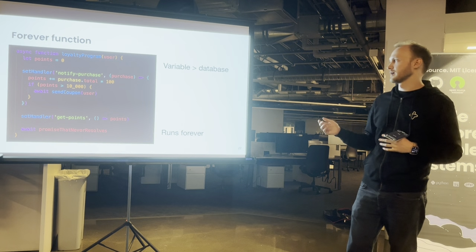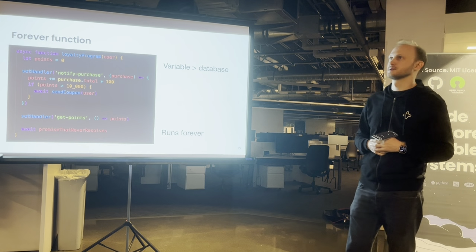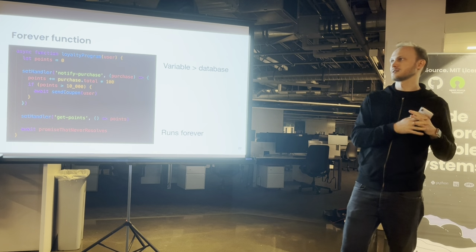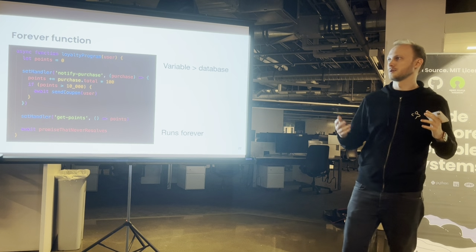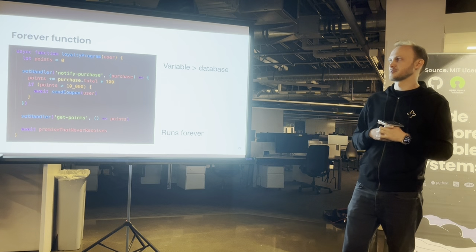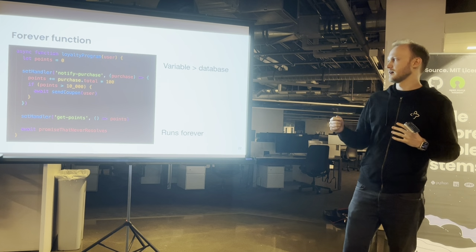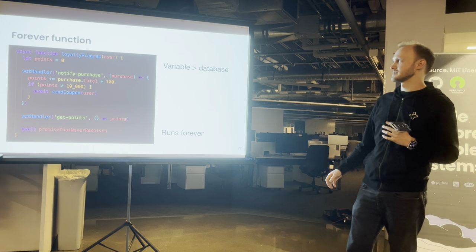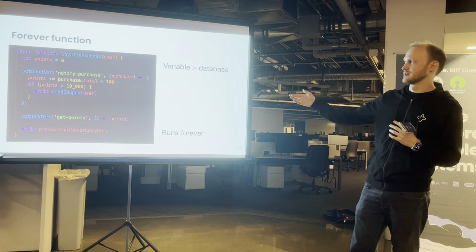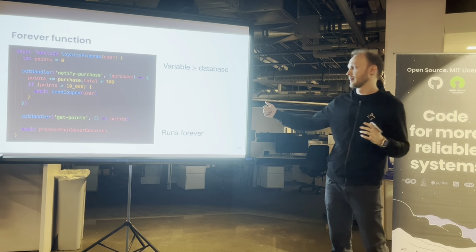And then the other handler is get points. So if the user logs into their web portal for the company and looks up their profile and their number of points, instead of looking that up in a database, we can send a get points RPC to this function and we'll just return the value of the points local variable.